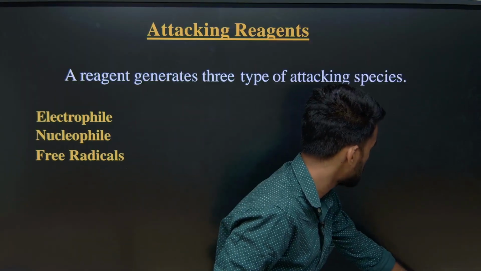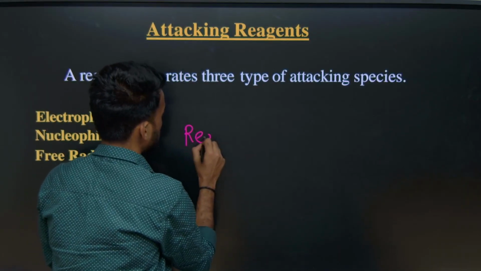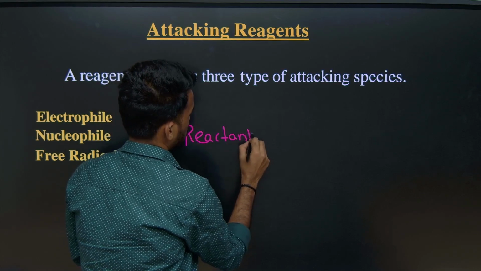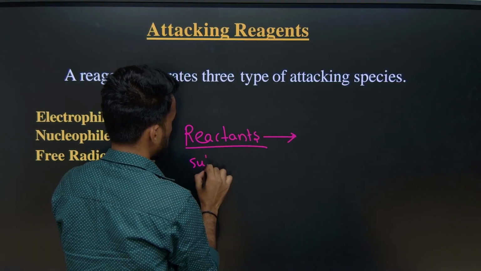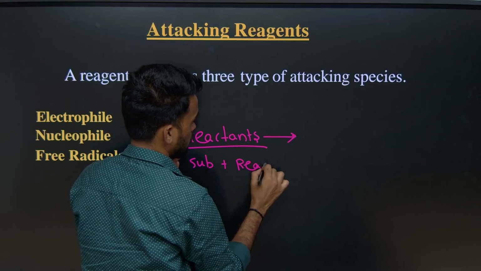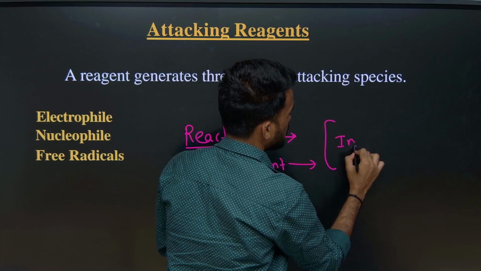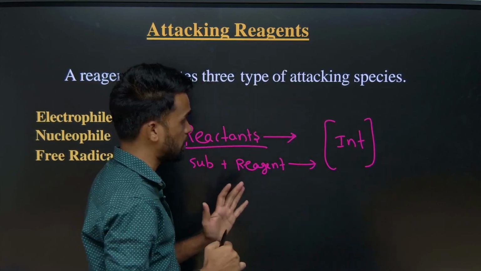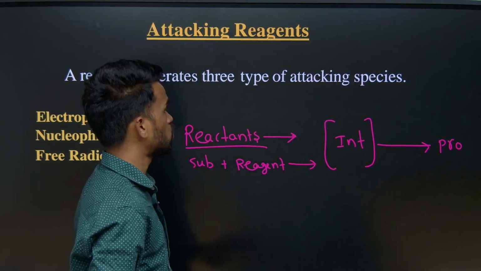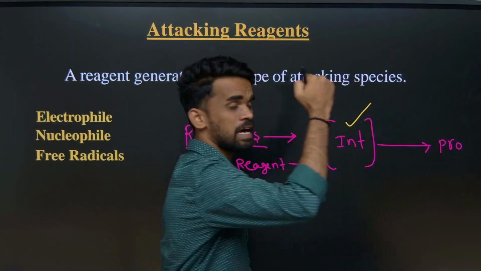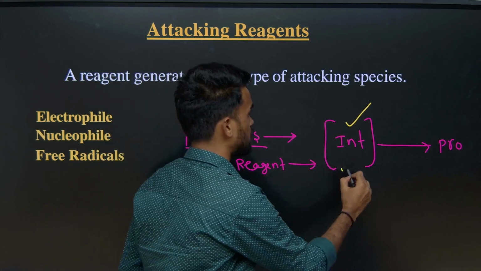Okay, the next thing is, so here we have discussed reactants. These reactants, like substrate plus reagent, will react to form what? Something called an intermediate, right? And finally gives us some product. We discussed this, right? So again, what are the intermediates? We already studied carbocations, carbenes, and all those things. So we are done with these intermediates.